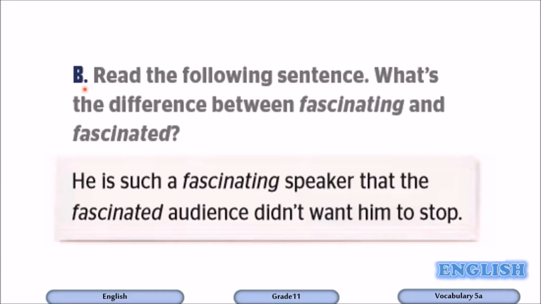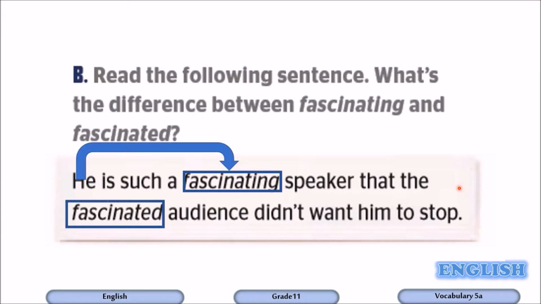Still working on the adjectives, let's move on to activity B in your student book, page 70. Read the following sentence. What's the difference between fascinating and fascinated? He is such a fascinating speaker that the fascinated audience didn't want him to stop. As you can see here, fascinating, this speaker is fascinating. So this is the impact. And the fascinated audience, this is the feeling of the audience.